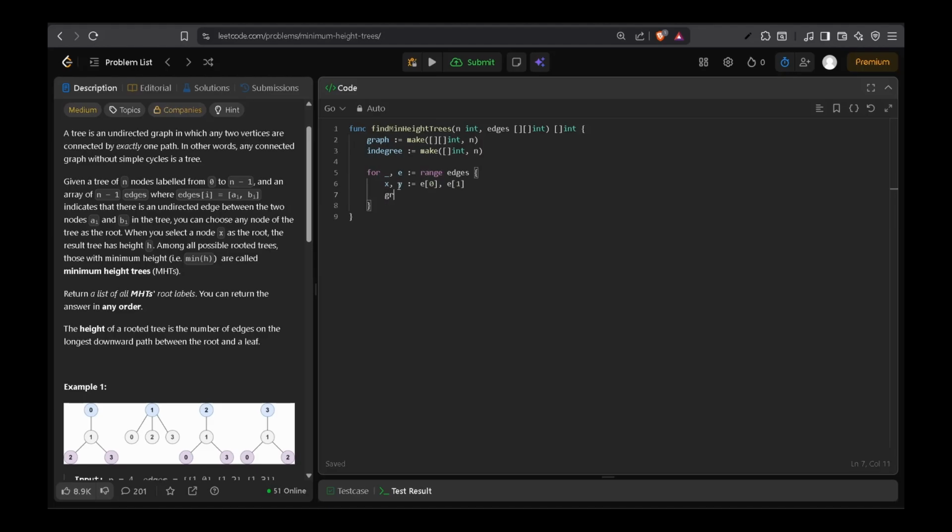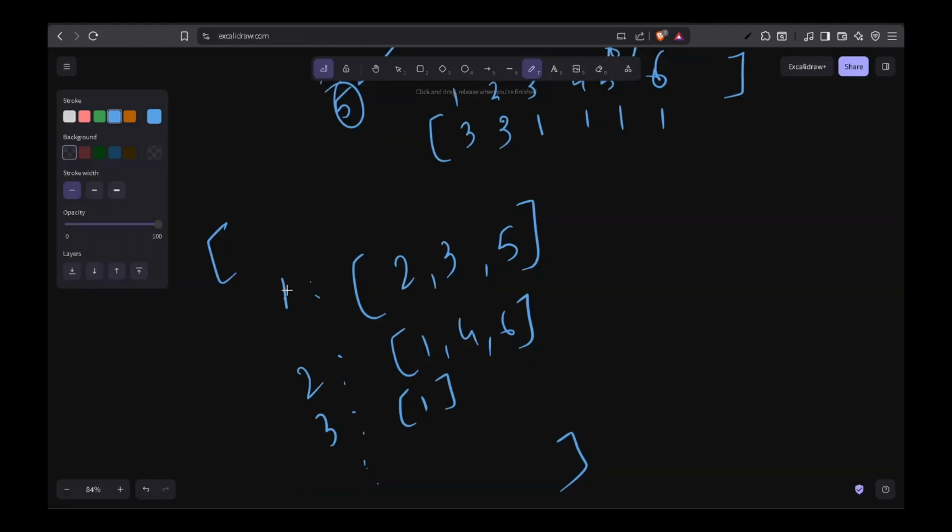So what we'll say, graph of X append graph of X comma Y. Basically include the Y node in the X's graph, right? Because they're connected. And similarly, graph of Y equal to append graph of Y comma X, right? As we saw, one's array has two. Similarly, two's array also has one because they are connected with each other, right? One's array has three, three's array has one.